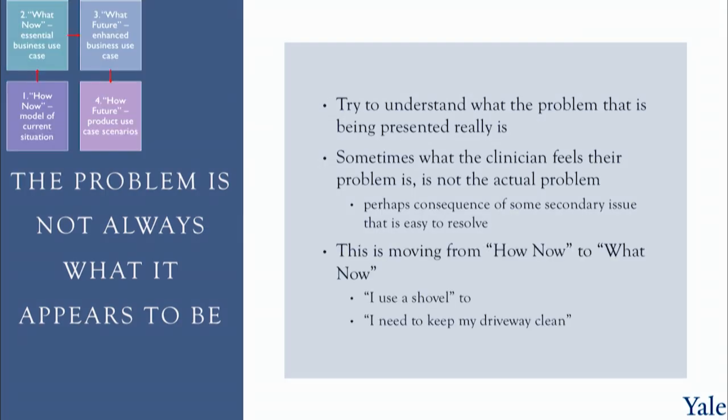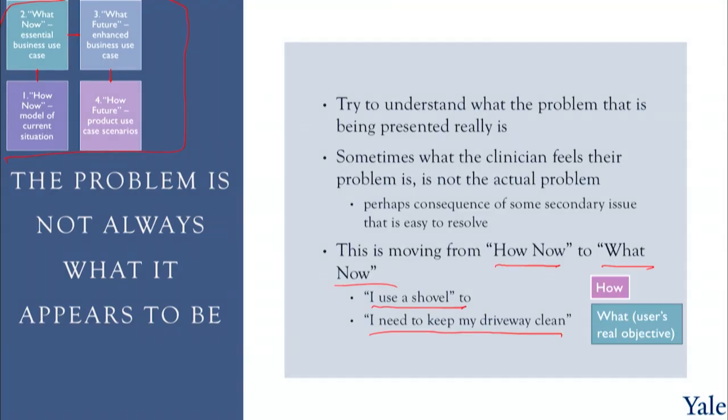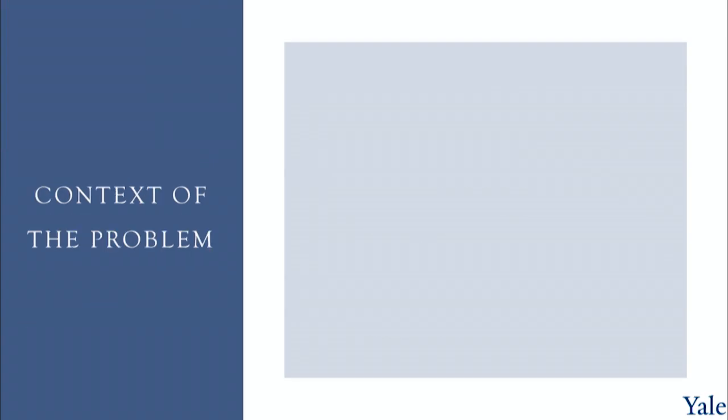And you have to move, and this is where the picture on the top left comes in, of the brown cow model. You would like to move your users in the discussion from how now to what now. You want to move them from I use a shovel to I need to keep my driveway clean. I use a shovel is the how, I need to keep my driveway clean is the what. And this is their real objective, okay? So try to move them out of the details because that's where the new solution is going to come from, ideally.